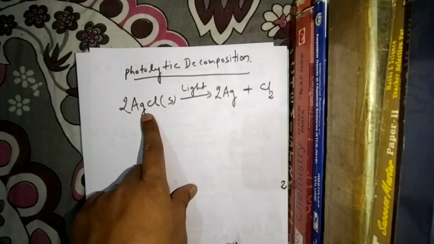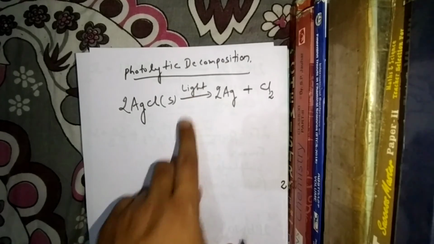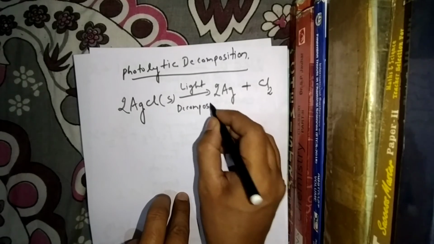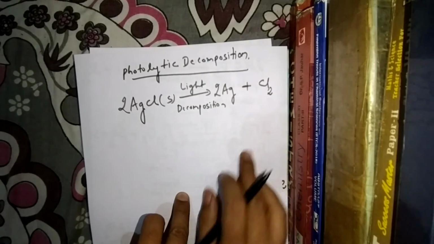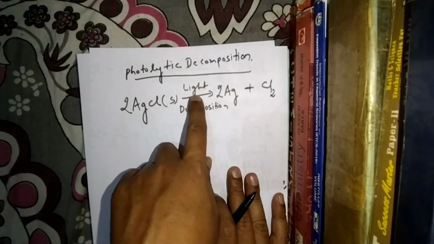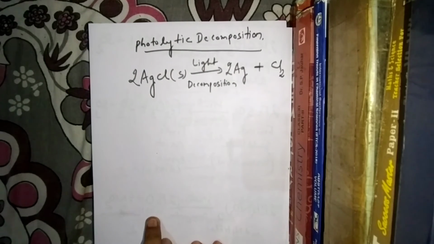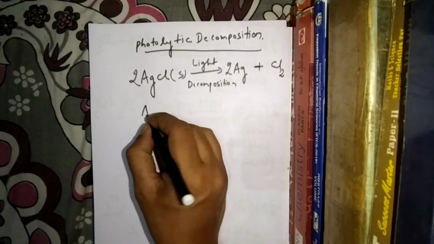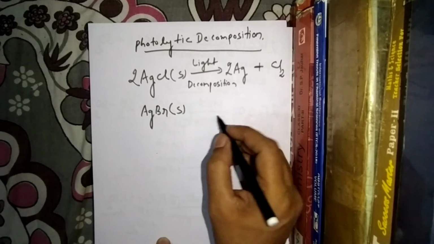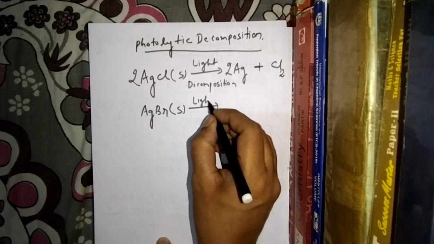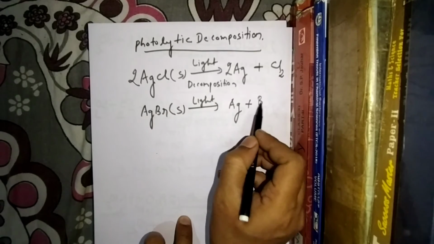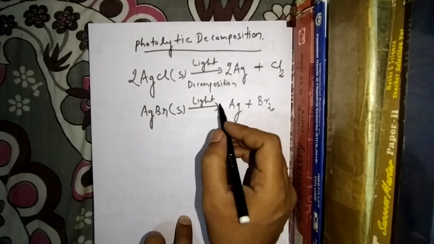Okay, so when silver chloride is exposed to light, it decomposes to silver metal and chlorine gas. So this decomposition is taking place in the presence of light. Let us take another example. We have this silver bromide in solid form. When again it is exposed to light, it will decompose into silver metal and we will get bromine gas.